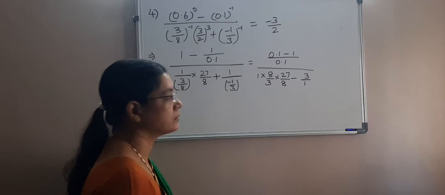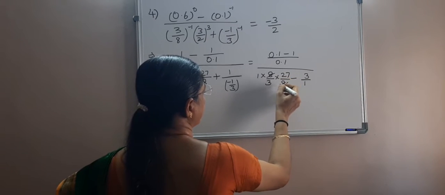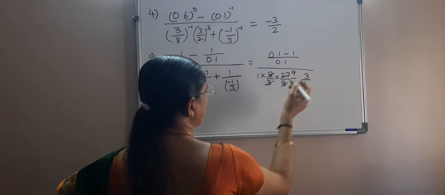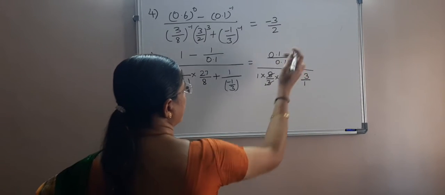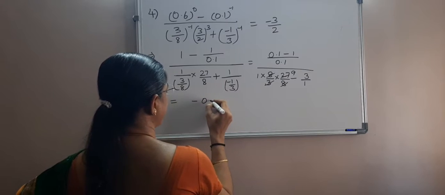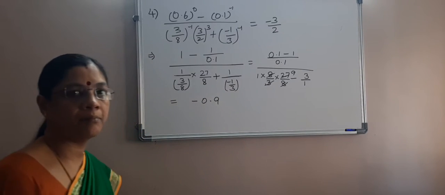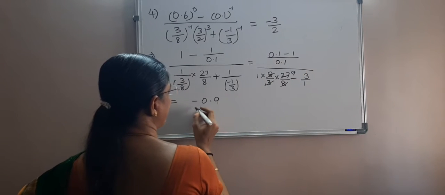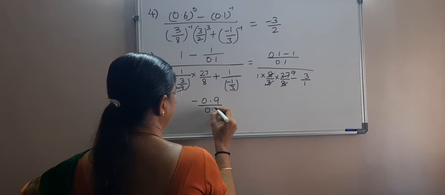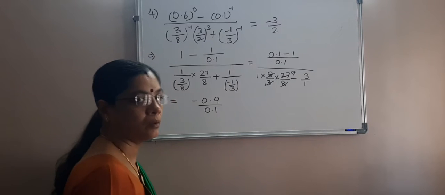Do you understand this step? Now 8 and 8 gets cancelled, this gets cancelled, you have 9 here, and so this becomes 0.1 minus 1 becomes 0.9, because 0.9 plus 0.1 is 1 for you. So 0.1 minus 1 is 0.9 divided by 0.1. Okay.